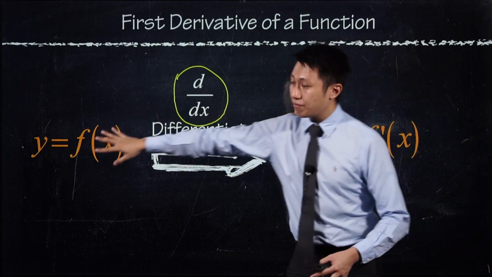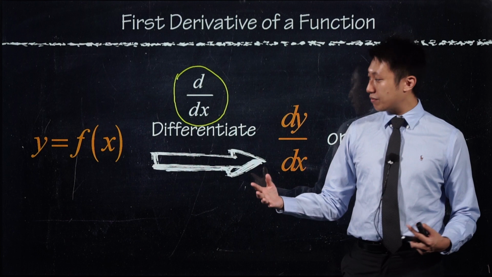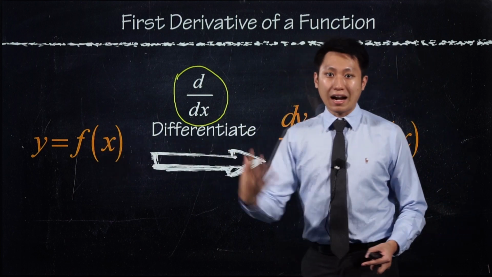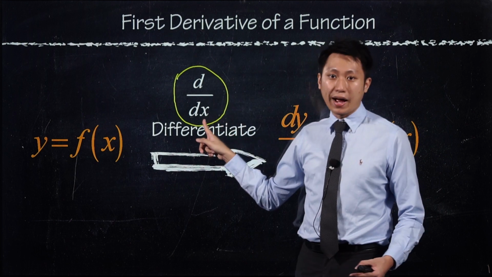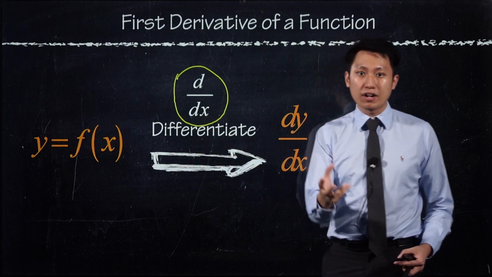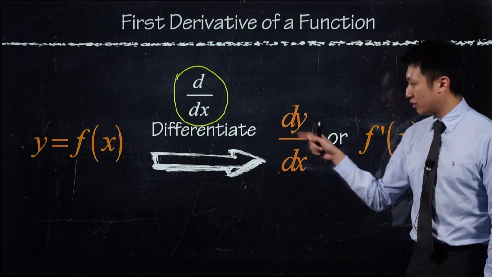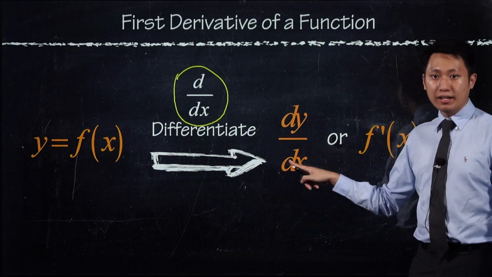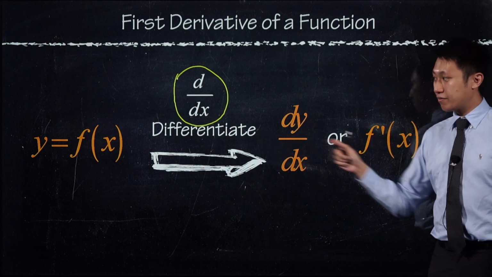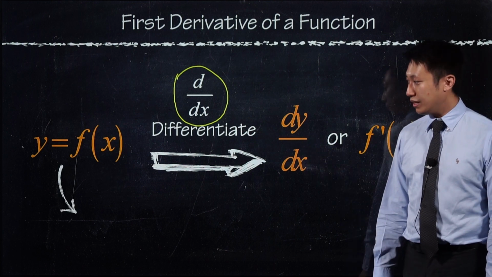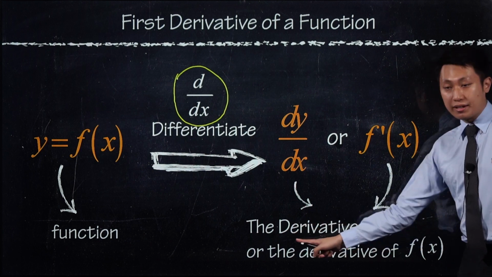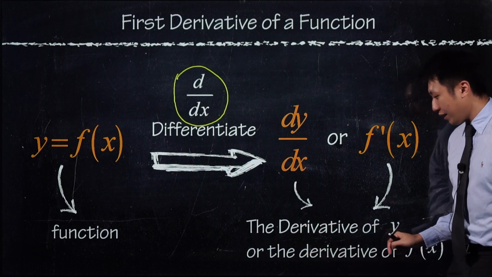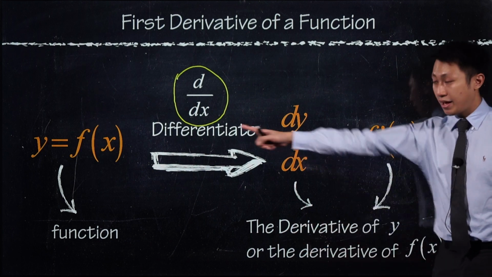You want to differentiate some function. Let's say the variable is x itself, then you are differentiating with respect to x. Differentiate the variable x, then the result will be dy dx or f prime of x, depends on the function. So this one is a function, and this one is called the derivative of y or the derivative of f(x).